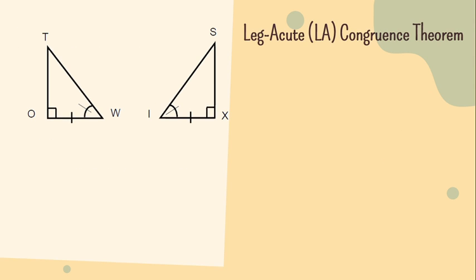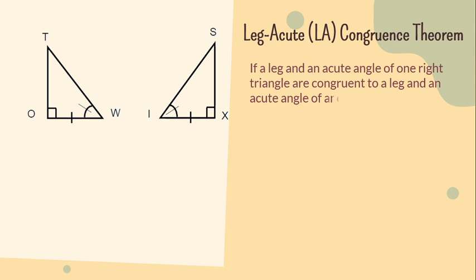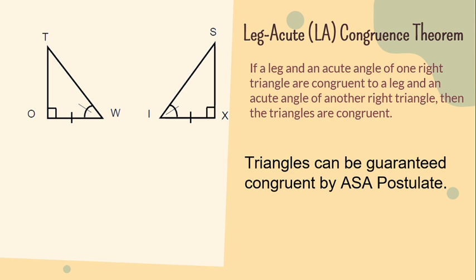Next is we have the leg acute congruence theorem. Here, it is stated that if a leg and an acute angle of one right triangle are congruent to a leg and an acute angle of another right triangle, then the triangles are congruent. So, the triangles can be guaranteed congruent by the ASA postulate. So, ito naman, ang pinanggalingan nito is ASA postulate. So, we have here angle, then the side, and then the angle. So, dito naman, leg, angle, leg, angle. Yung angle natin is acute. So, dun sa may acute angle.